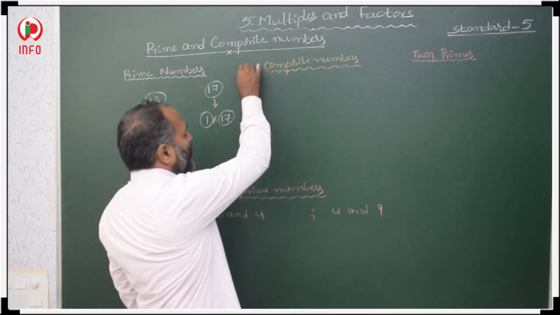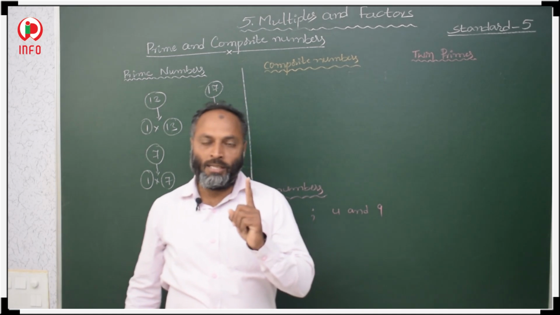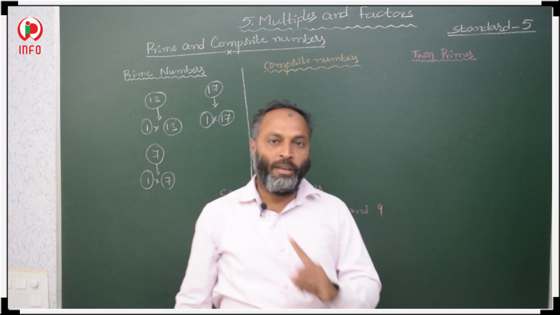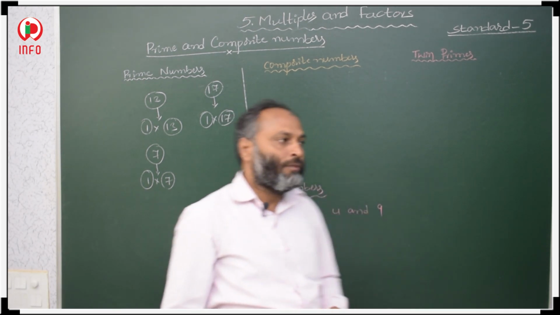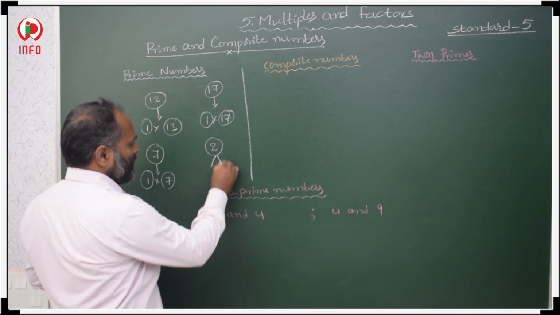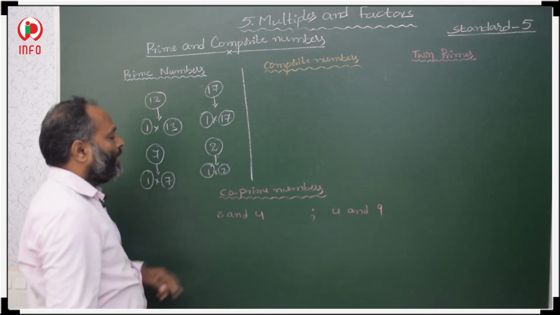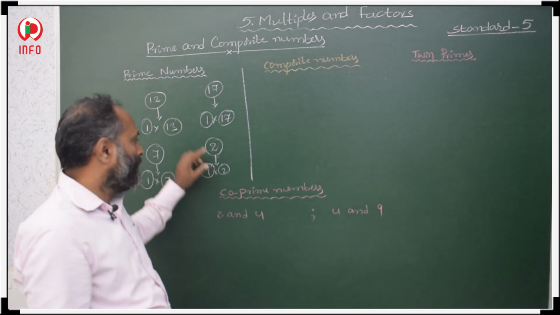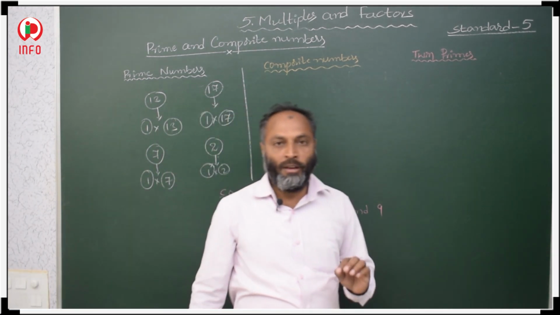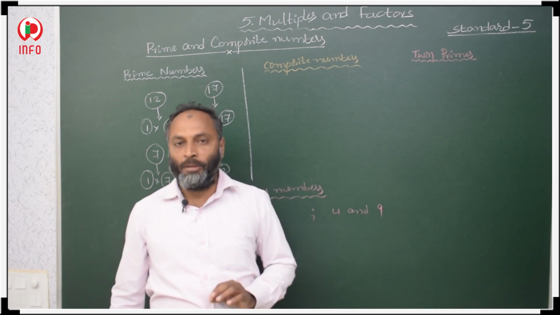Next, all prime numbers are greater than 1. Why? Because 1 is neither a prime nor a composite number. One more condition, 2 is also a prime number. Why? 1 2 is 2, 2 ones are 2. It is divisible by 1 and itself, so 2 is also a prime number. 2 is an even prime number. All even numbers are not prime numbers except 2. 2 is both even as well as prime.